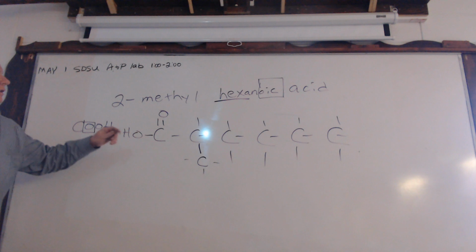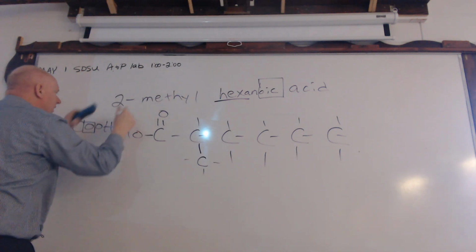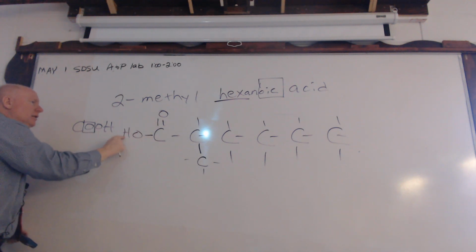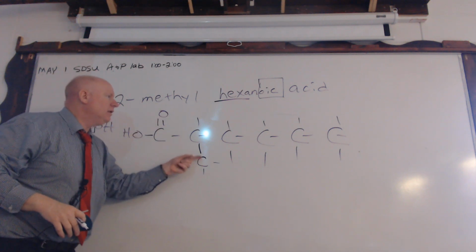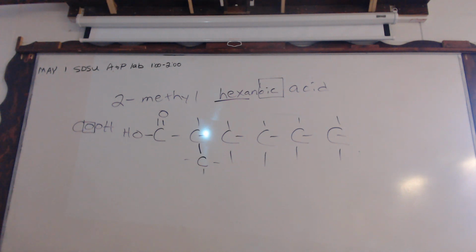Because this is telling you you've got 6 carbons with a COOH group on. There it is, COOH. This is telling you you've got a methyl group on the second carbon. There it is.